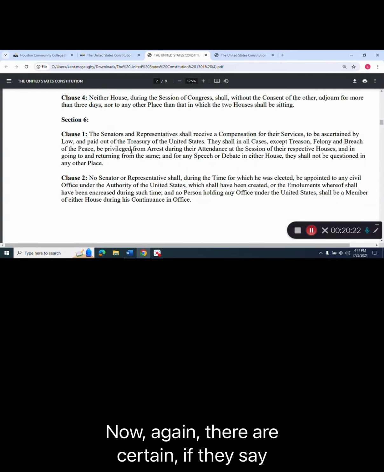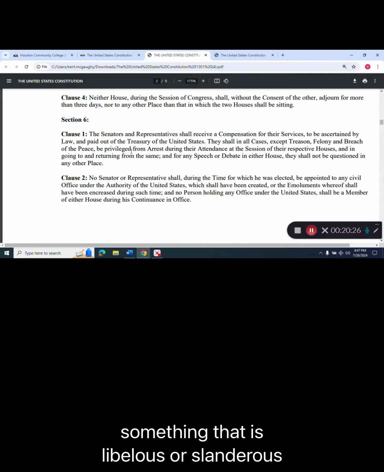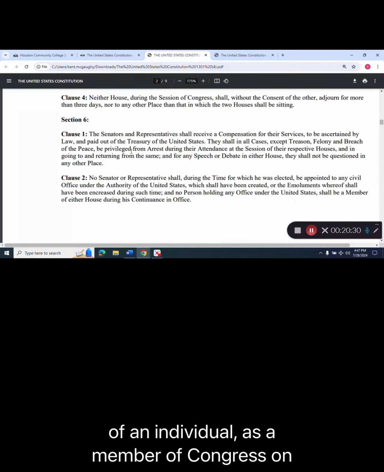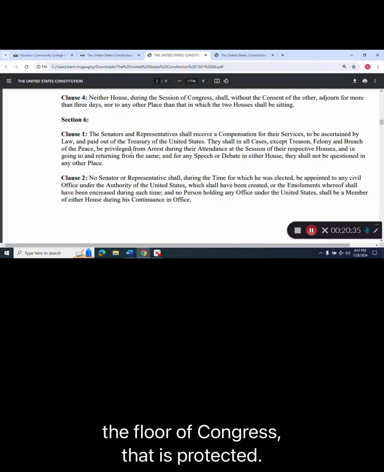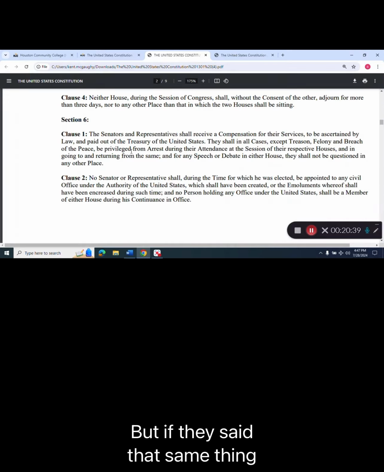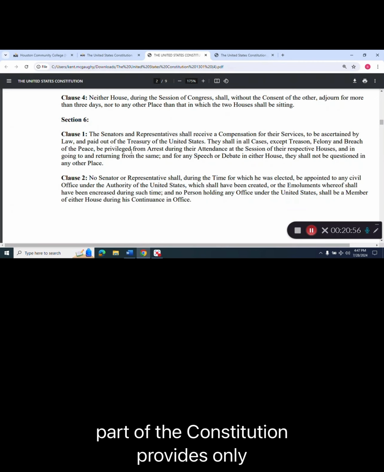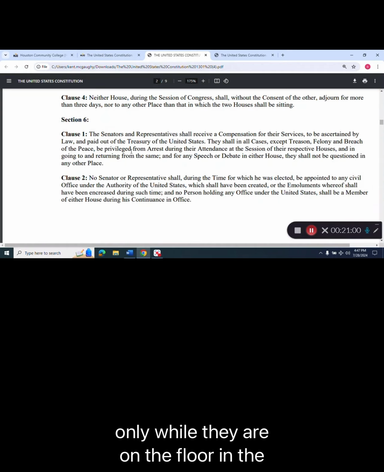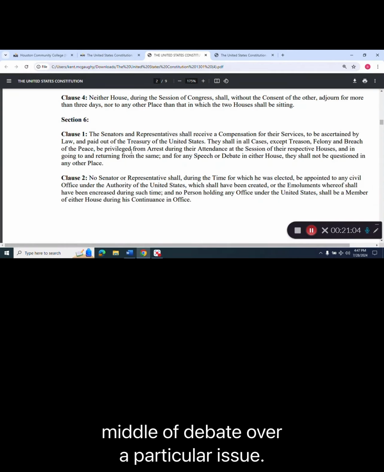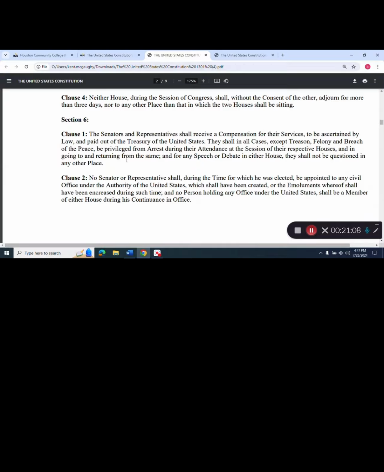Now, again, if they say something that is libelous or slanderous of an individual as a member of Congress on the floor of Congress, that is protected. But if they said that same thing outside of Congress in public, they could be held accountable for that. They could be sued for slander. They could be sued for libel. Okay? But again, the protection that this part of the Constitution provides is only while they're serving in Congress and only while they are on the floor in the middle of debate over a particular issue.